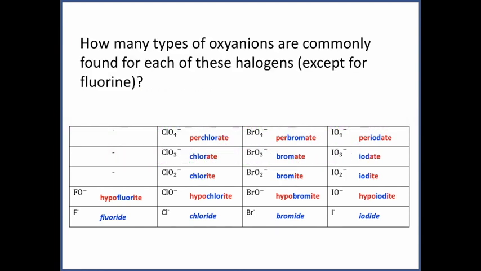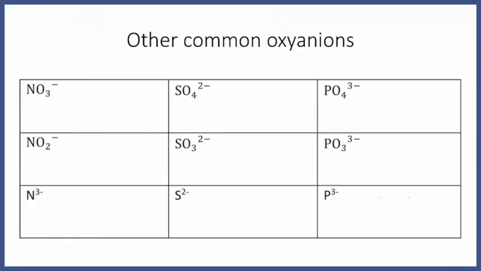Here's another question. How many oxyanions are commonly found for each of these halogens, except for fluorine? The halogens have 5, except for fluorine, but fluorine's weird. Let's look at some more common oxyanions and see if we can find patterns that'll help us with memorization. Fill out your table as we go. As in the last table, the ones at the bottom of the table are not polyatomic. They are our regular -ide anions.